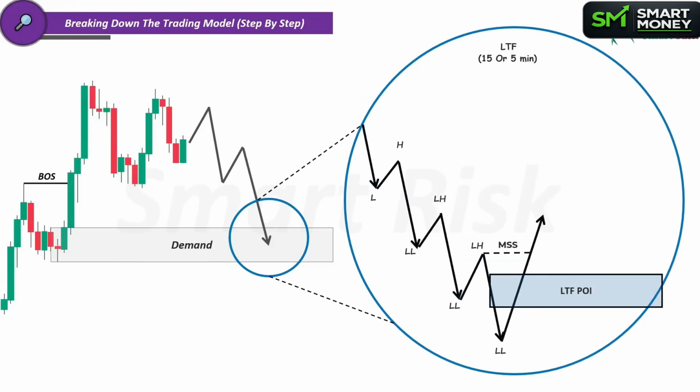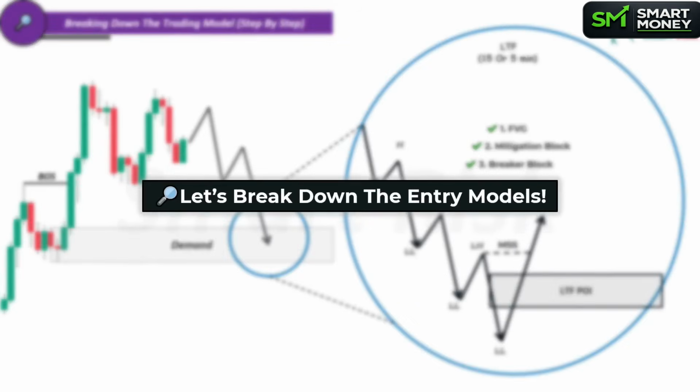Once bullish structure is confirmed and we expect price to move higher, the next step is to look for a buying opportunity. At this stage, we can use three different entry models: the classic fair value gap, the mitigation block, or the breaker block. These areas often attract price during the retracement and can provide a precise entry before the bullish continuation. Now, let's briefly break down each of these entry models.